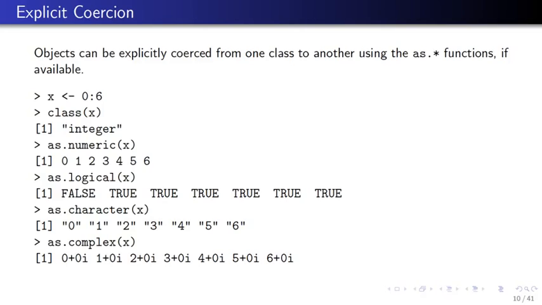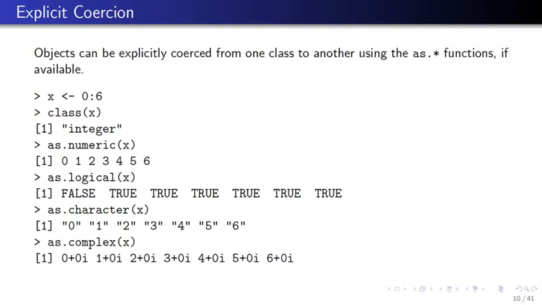So in this example, I'm starting off by creating an object called x, which is a sequence of 0 to 6. This is an integer sequence, as you can see when I call class on the object. But I want to convert it into a numeric sequence. So I can call as.numeric on x, and you can see that it prints out 0, 1 through 6, which looks like an integer object, but it's actually going to be numeric.